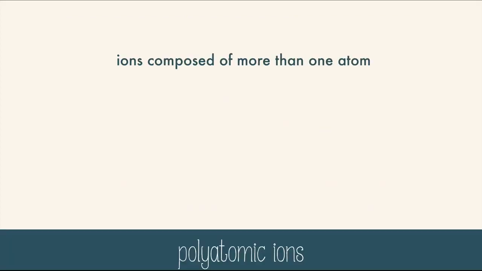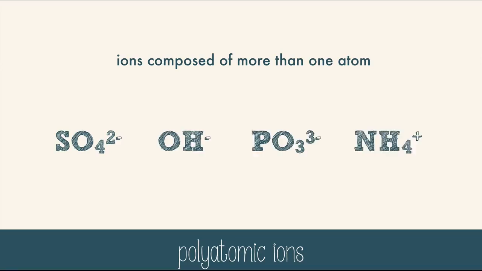Polyatomic ions are composed of more than one atom, like sulfate, hydroxide, phosphite, and ammonium ions. They are tightly bound by covalent bonds and behave as one unit that carries a charge.